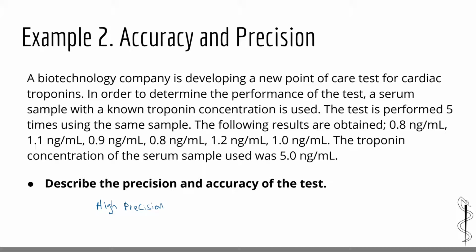Now let's talk about accuracy. We are told that the true value is 5. This is pretty far from the test results of 1, especially considering that cardiac troponins have reference ranges between 0 and 0.05. Therefore, we can conclude that the test has low accuracy. If the average test results were closer to 5, say ranging from 4.5 to 5.5, then maybe we could argue that the test has good accuracy, but that's not the case.